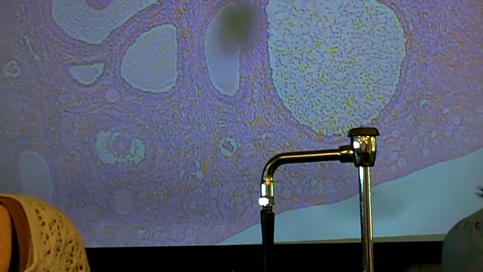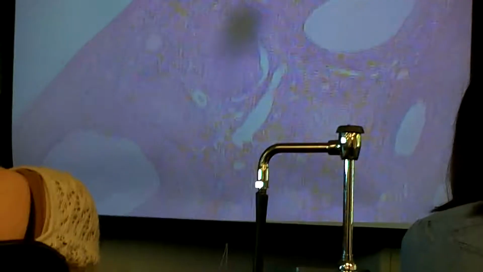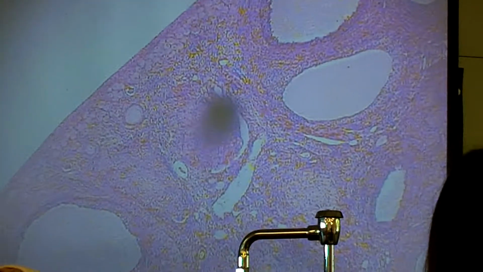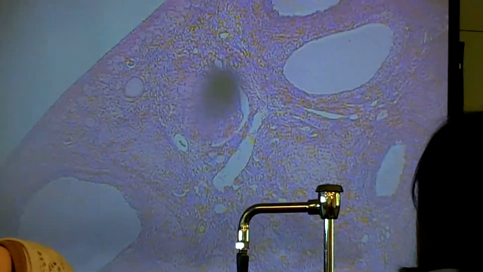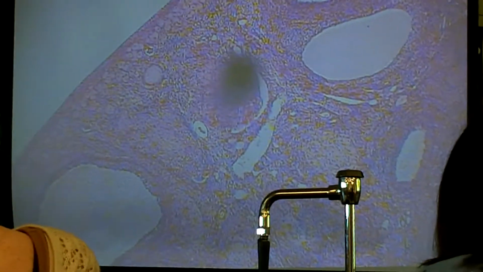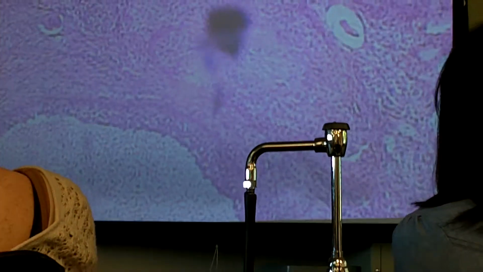If you look around, see the way a typical ovary looks? You just have tons and tons of follicles all over the place. We're going to start with primordial. And you can start to see some primordials up here. All along there, you can see all sorts of little primordial follicles right along the edge of the ovary. So here they are out here.